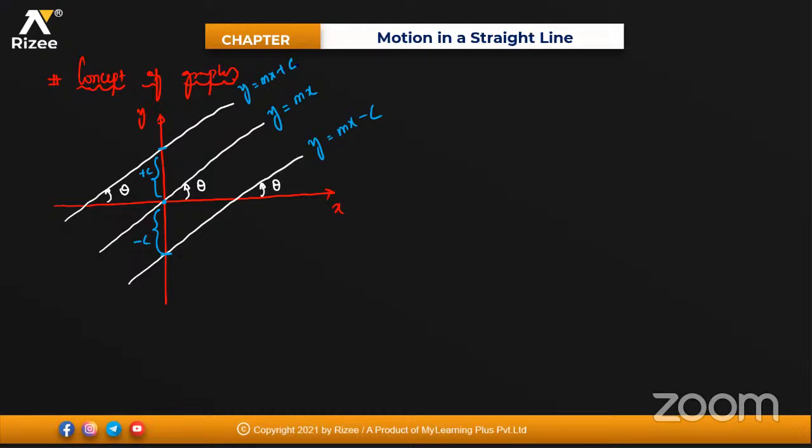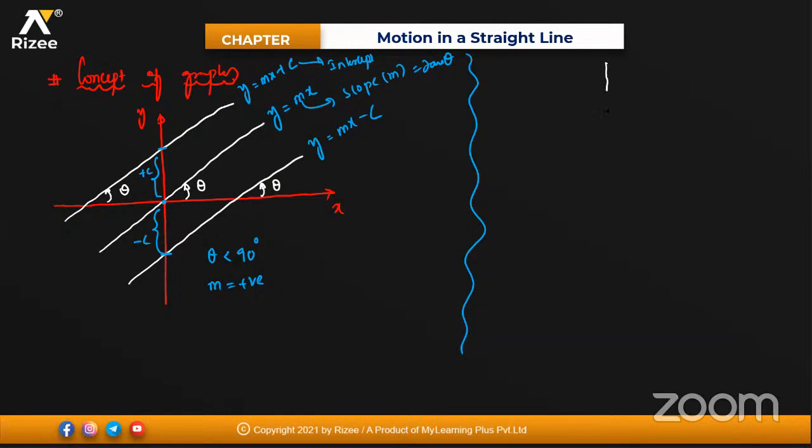C is nothing but what, beta? C is nothing but the intercept. And m is known as the slope. That is represented by m. Slope is nothing but equal to tan theta. Clear? So for all these cases, theta is lesser than 90 degrees. So slope will always be positive. Clear? Any doubt in this one?